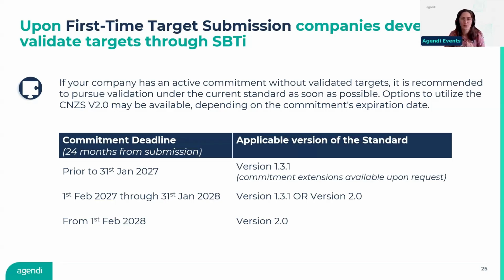If your commitment deadline falls between February 1st, 2027 and January 31st, 2028, you have the option to use either version, V1 or V2. But if your commitment deadline is after the 31st of January, 2028, you would be required to use version 2 if submitting targets from February 1st onwards. So this is reiterating what Kyra just walked through in the timeline, and I will be doing that again and again in different specific subtexts, but it should all align.